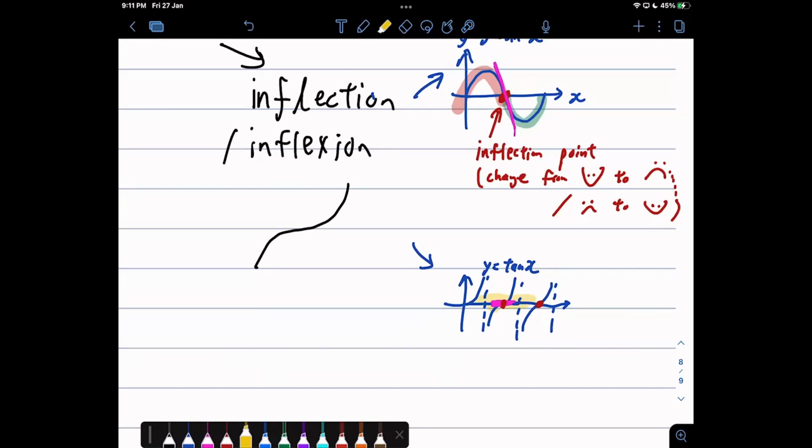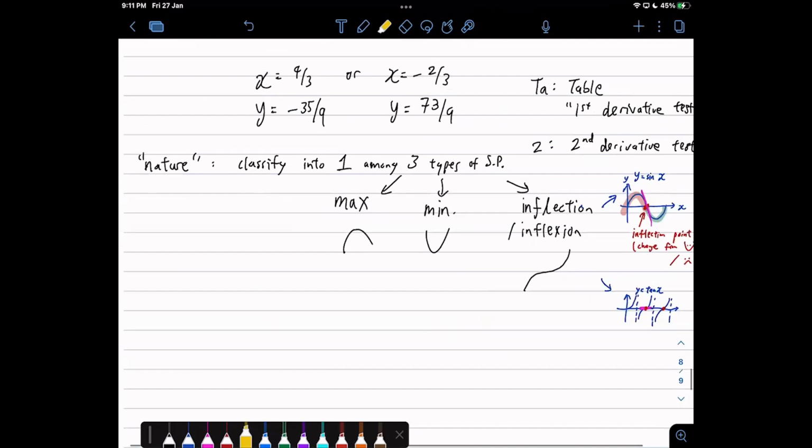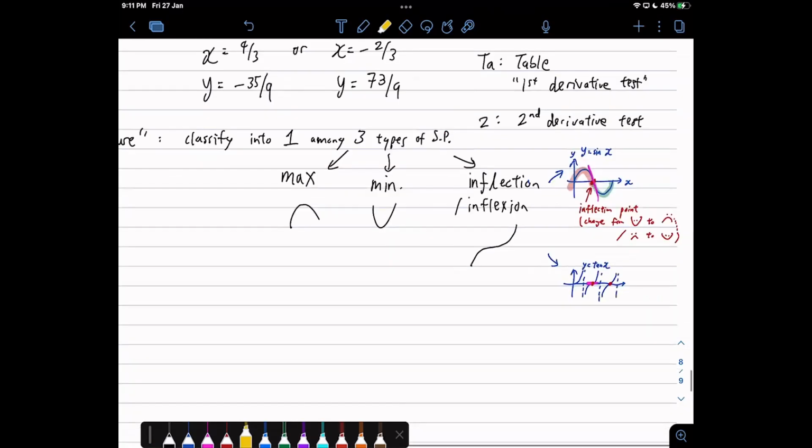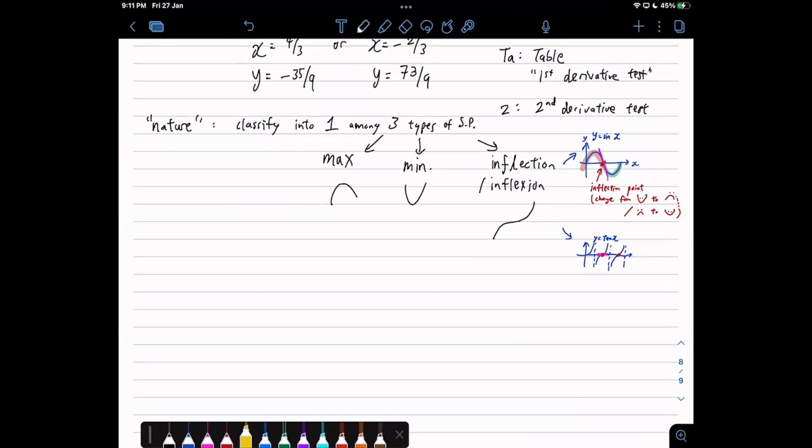I'll talk more later about what d2y by dx squared equal to 0 means. It does not imply an inflection point. I'll talk about it later. Okay, carry on solving the question first.